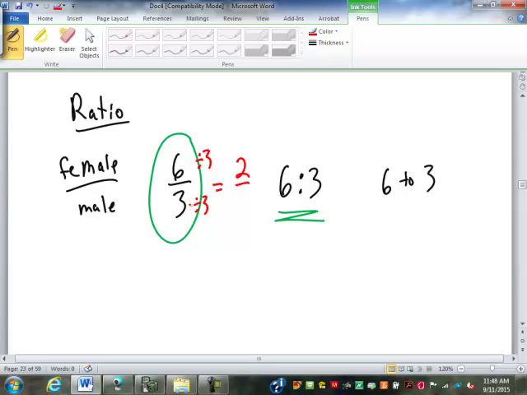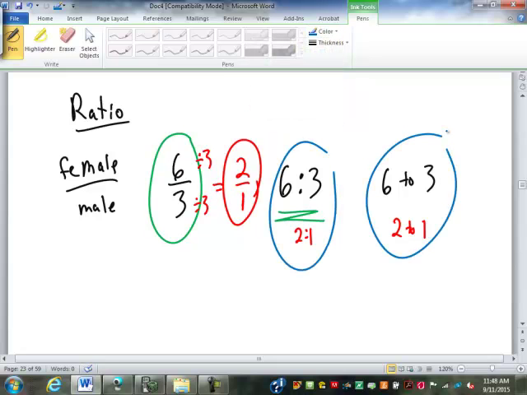6 divided by 3 is 2. 3 divided by 3 is 1, giving me a 2 to 1 ratio. I could reduce each of these then to 2 to 1 as well if I wanted to. I can still reduce it in these forms. It's just more familiar to us to reduce it as a fraction. Now, one big difference between ratios and a fraction is if this were really a fraction, I would reduce it to just 2. It'd be a whole number. But a ratio is a comparison between two numbers. So I have to keep two numbers. So it would stay as 2 to 1.